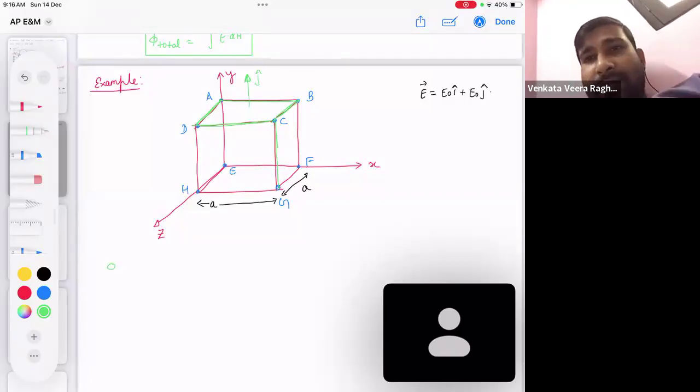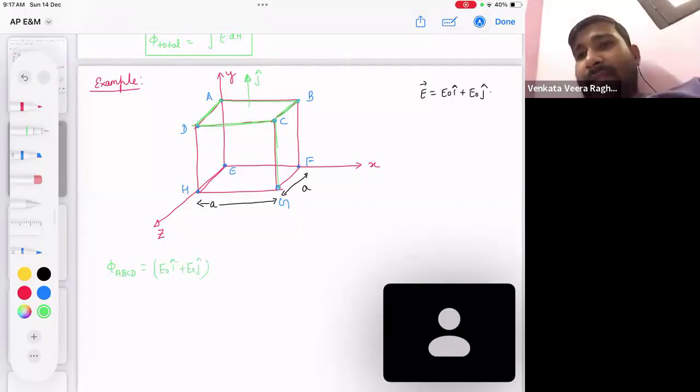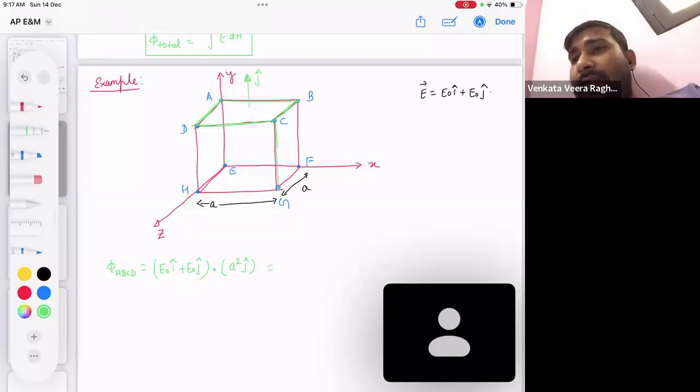Calculating flux through ABCD, can we say that the area vector is in the J cap direction? And what is the electric field? The electric field is E naught I cap plus E naught J cap. The area vector will be how much? The area is A cross A, so A square J cap.